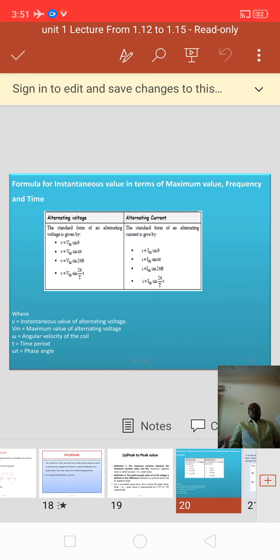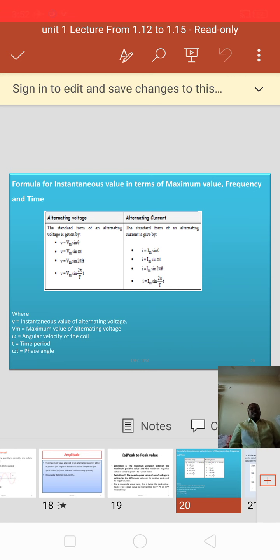Last but not least, the values of alternating voltage or instantaneous value in terms of maximum value, frequency and time period are: for alternating voltage, V equal to Vm into sine of 2 pi by T into t, and for alternating current, I equal to Im into sine of 2 pi by T into small t.